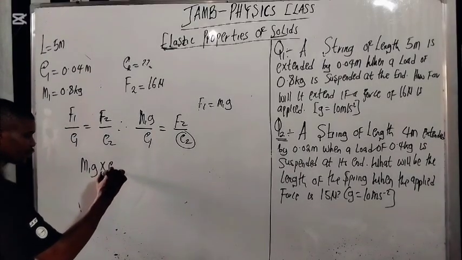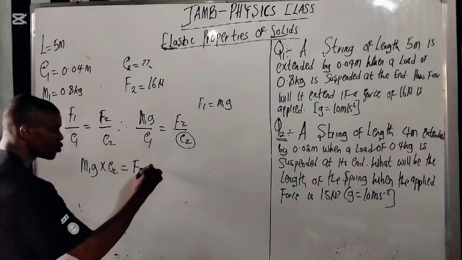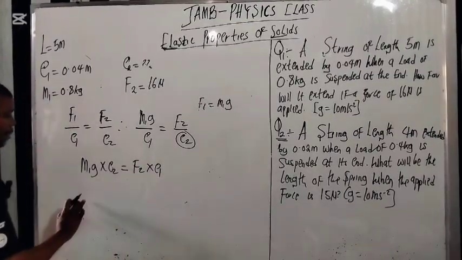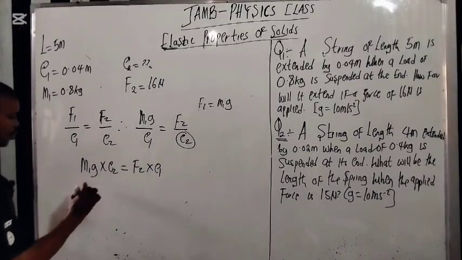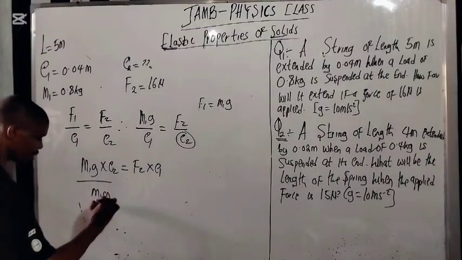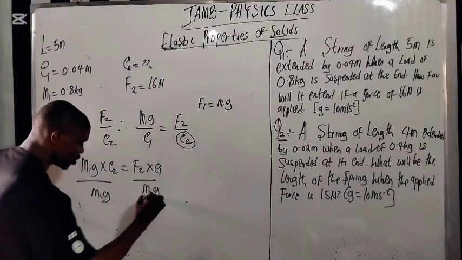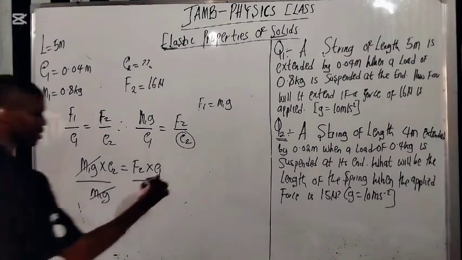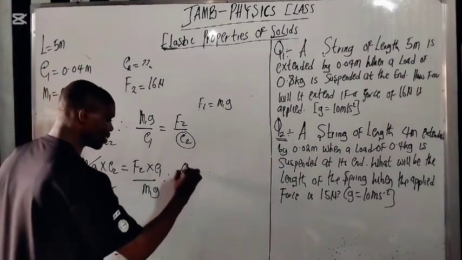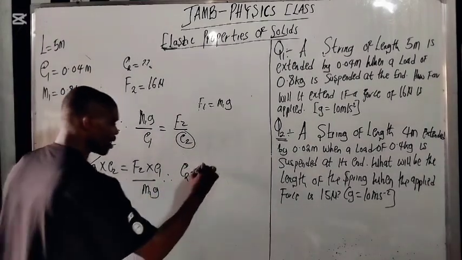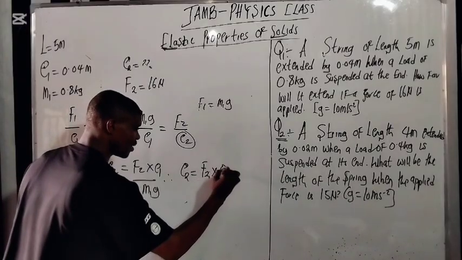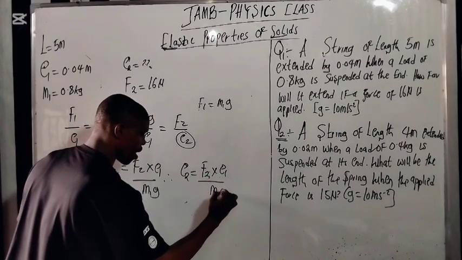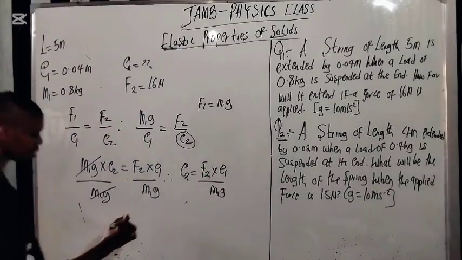M1G times E2 equals F2 times E1. Divide both sides by M1G. This will cancel out this guy here, so what I have left is E2 equals F2 times E1 over M1G. So what I want to do here is what?